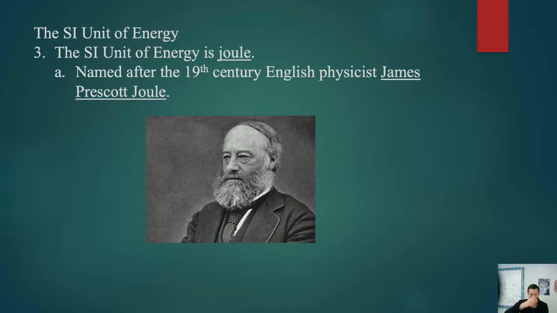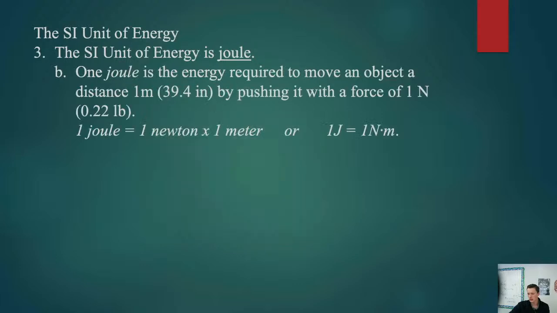So what is a joule? We know it's the unit of measurement of energy, but what is it exactly? Here we go. Number 3, letter B. One joule is the energy required to move an object a distance of 1 meter, or 39.4 inches, by pushing it with a force of 1 Newton, or 0.22 pounds.